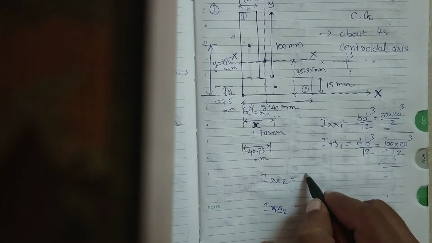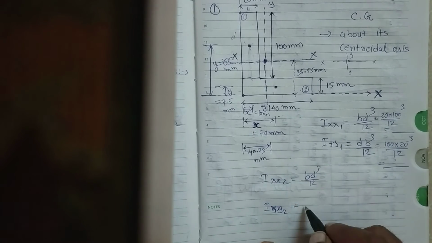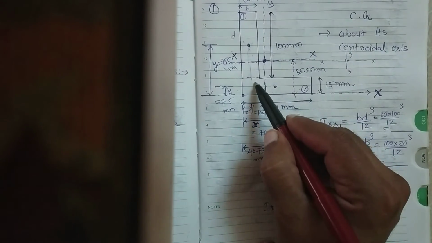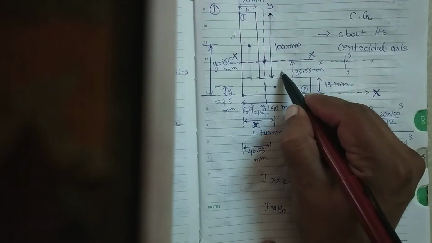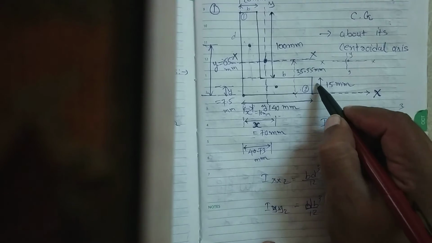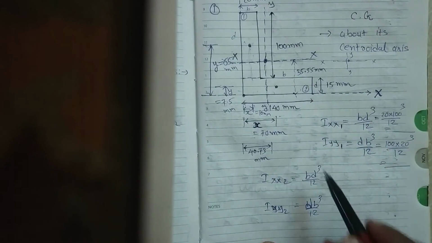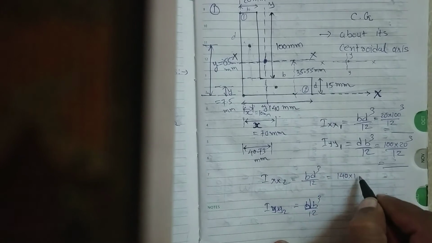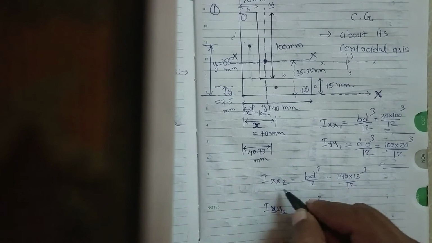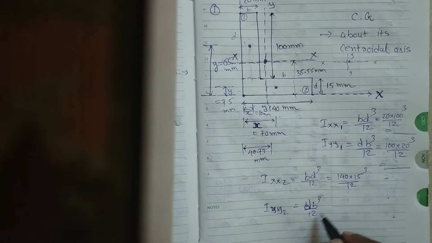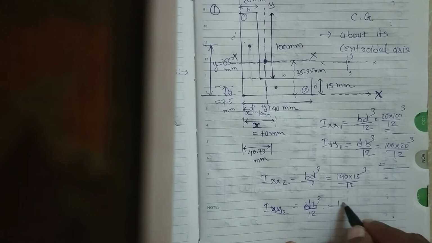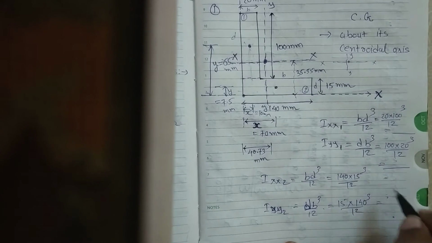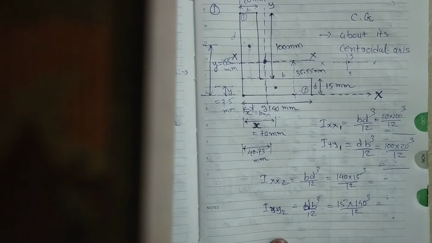So Ixx2 is nothing but the same equation, bd cubed by 12, and here it is db cubed by 12. For this section, you can say this one is your b and this 15 mm is your d. So b is 140 mm, so it's 140 into 15 cubed divided by 12 is the Ixx of section 2, and Iyy of section 2 is just in the reverse order, 15 into 140 cubed divided by 12. And the final answer will be your Ixx and Iyy.